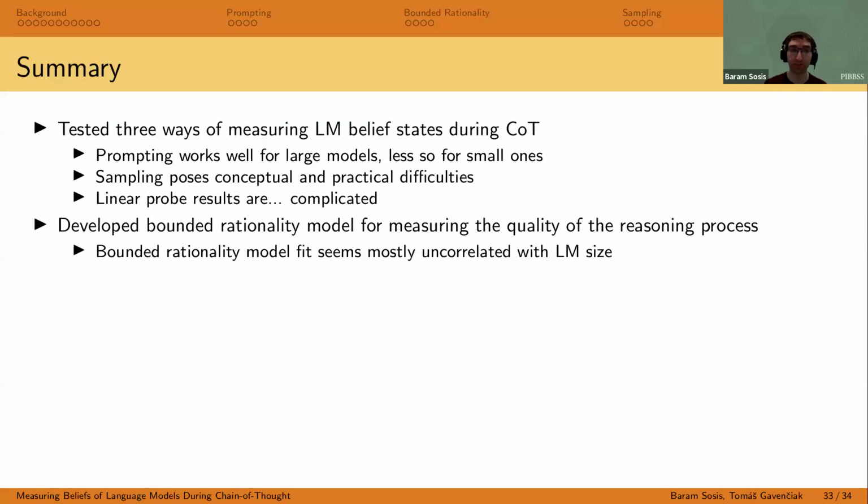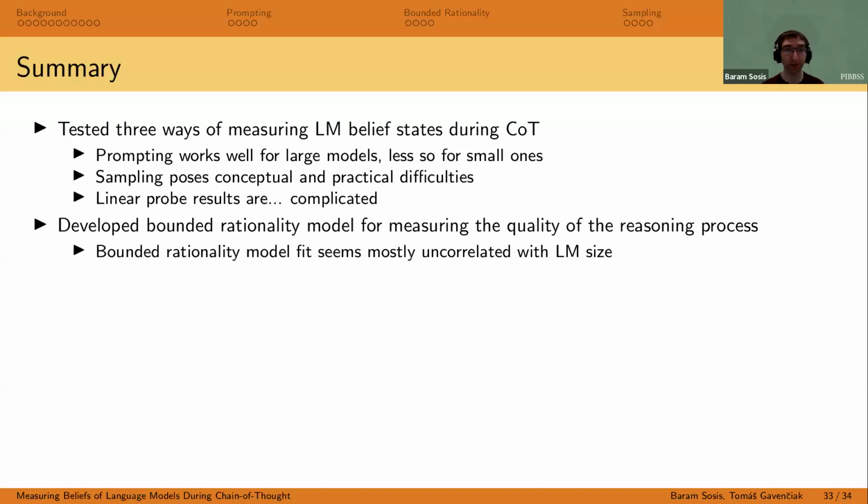So just to wrap things up, I went over 3 different ways that I tested for measuring the beliefs of language models during chain of thought. Prompting seems to work pretty well for the larger models, I think. At least the probabilities that we get look pretty reasonable. For smaller models, maybe a bit less so. Sampling, we saw, had some difficulties, both on a conceptual level and also various practical difficulties. And the linear probes, as we just saw, are fairly complicated. There's definitely something going on here, but I'm not sure what.